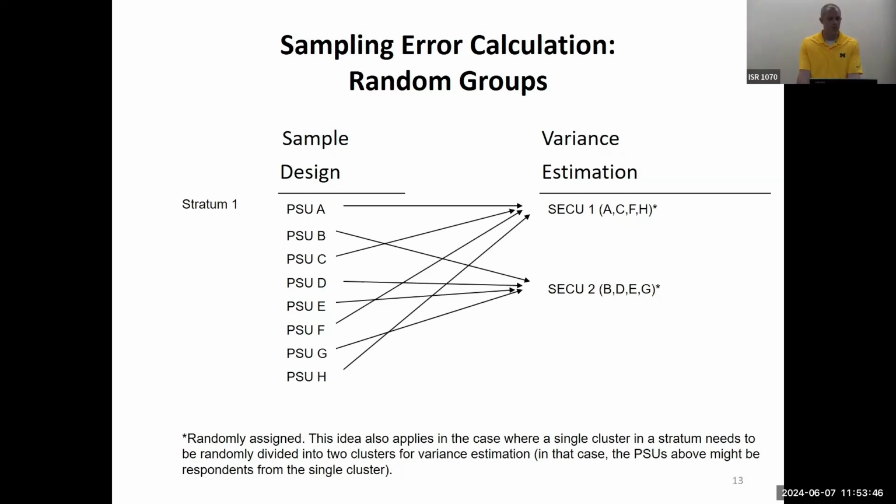Yep. But the point I want to make is that if you were the data producer, you would be just fine releasing this, right? But if a data user wanted to do balanced repeated replication, which we'll talk about next week, this would not allow for it. So giving them two clusters within the stratum does allow for balanced repeated replication and meets all these other criteria.